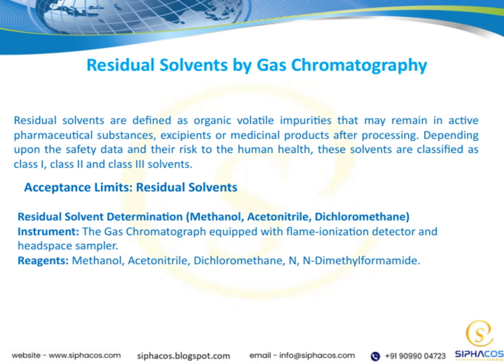Now, it's important to understand why we're measuring these residual solvents. Residual solvents are organic volatile impurities that can stay behind in active pharmaceutical ingredients, excipients, or the final medicinal product. Their presence depends on the manufacturing process, but regardless, we need to control their levels for safety reasons. Based on safety data, these solvents are classified into three categories: Class I, Class II, and Class III. Each class reflects the potential risk to human health, with stricter limits for those more toxic.